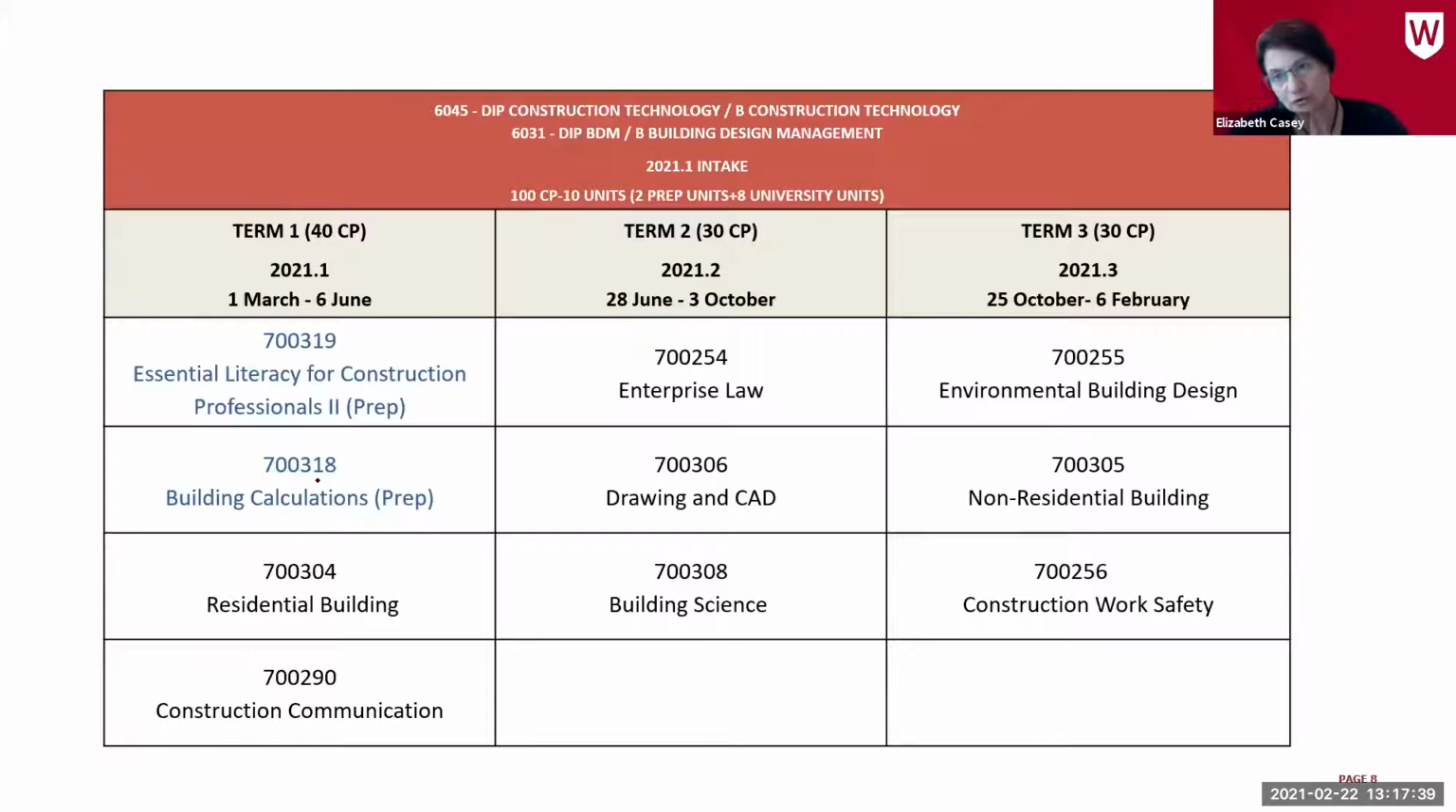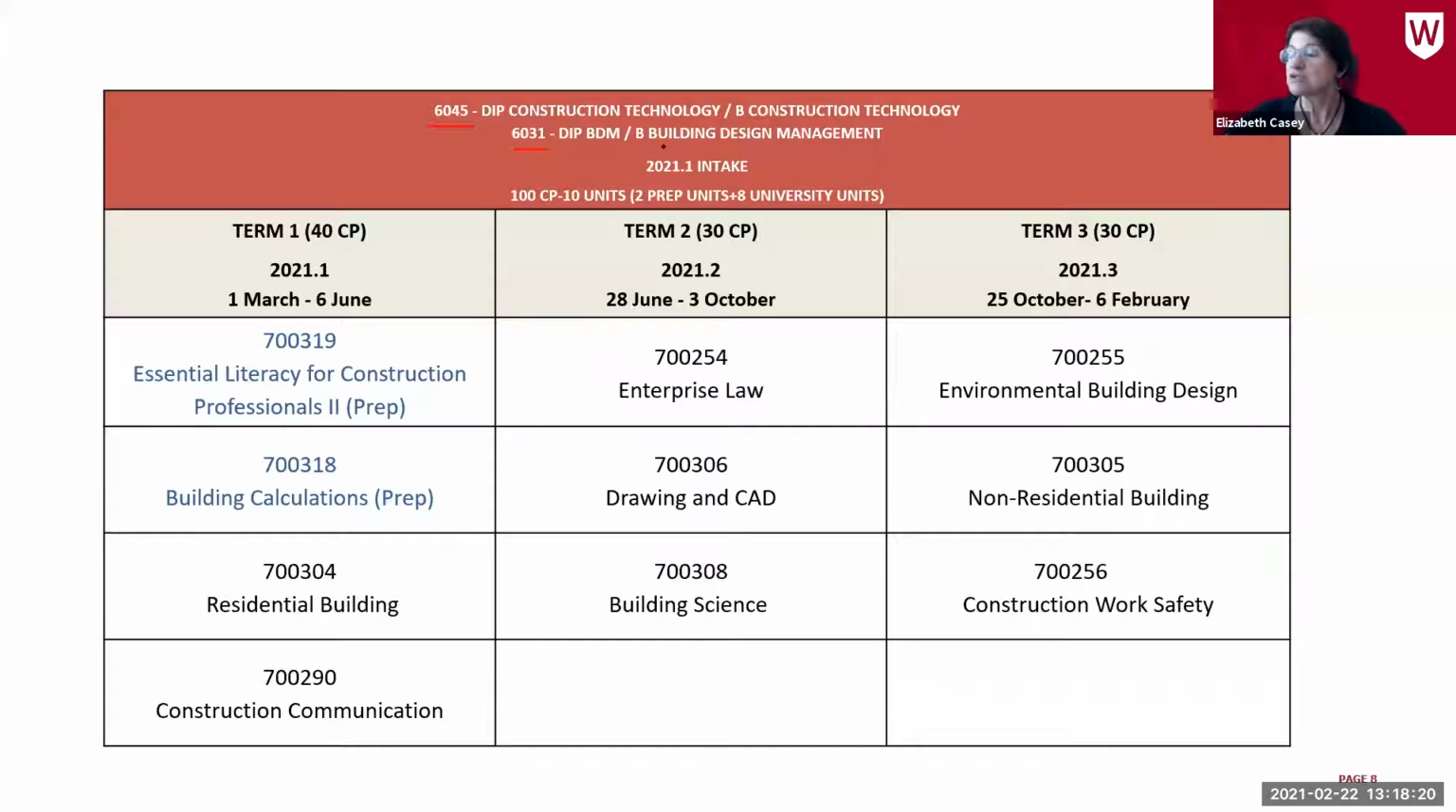What you have in front of you is what we call a pattern of study. Okay, what does that mean? That means that on this slide for this particular course, so we're looking at, again, the 3-term diplomas. So this will apply to some of you. For 6045, the Construction Technology 3-term diploma, and 6031 Building Design Management. You'll notice that the units that you will study with us are the same for both of those courses in your first year.